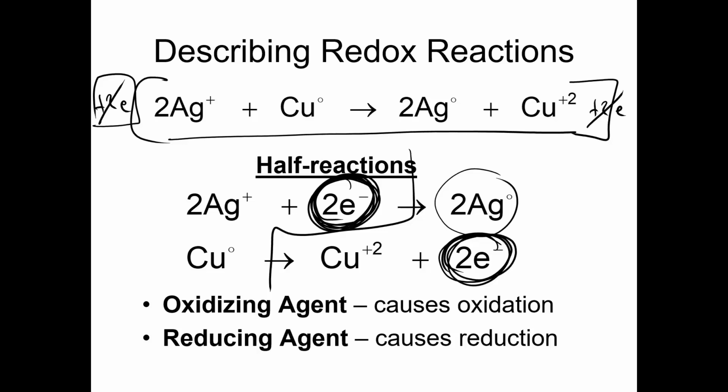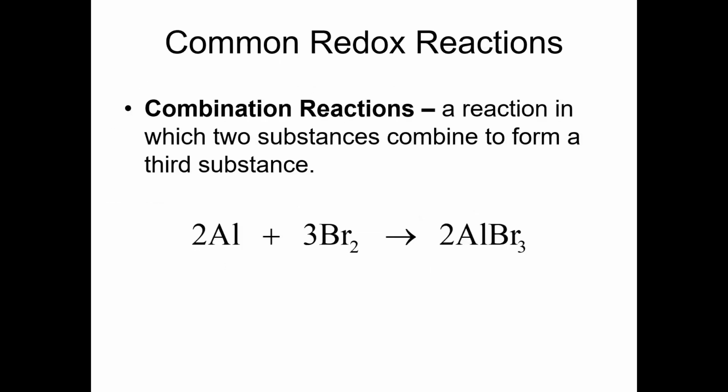Okay, and so the copper which is being oxidized helps reduce the silver. So the species that's being oxidized is the reducing agent, causing the reduction, right? It's the copper that causes the reduction. It's the silver that causes the oxidation. I mean, these really work together in combination, in synergy here, right? Okay, so let's take a look at one or two of these and figure out where the electrons are flowing, right? So any kind of combination reaction, 2 things going to 1, is going to be a redox reaction here.